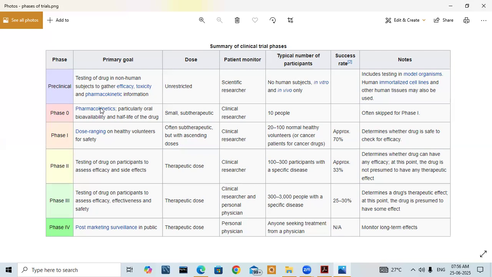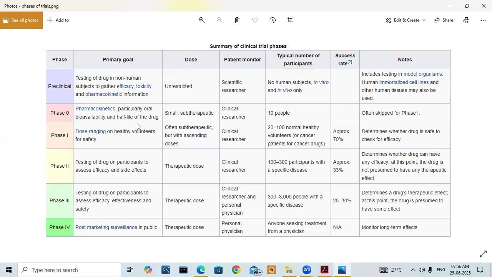So all these things are done by the body itself, right? That is known as pharmacokinetics. To study the pharmacokinetics, how the body is taking the drug, means whether the body is responding to the drug properly or not, we are doing pharmacokinetic studies. Understood? We are doing pharmacokinetic studies here, and also the bioavailability of the drug and the half-life of the drug.